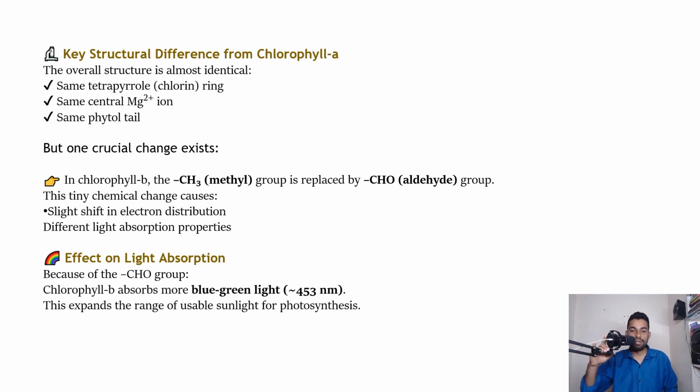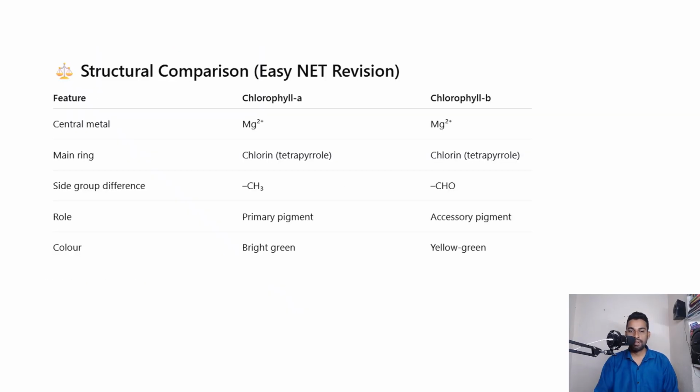Because of the aldehyde group, chlorophyll-b absorbs more blue-green light, which is 453 nanometers. It slightly varies, but remember 450. This expands the range of usable sunlight for photosynthesis. So this is useful for photosynthesis. Let us go to the next slide. I mention this again easily, so please watch it later.